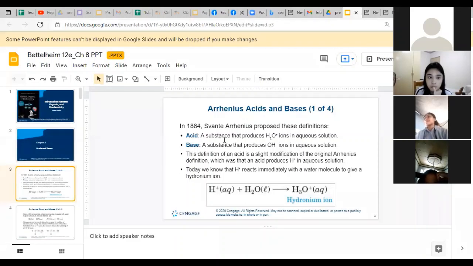Okay, so the simple definition or the first definition of an acid or a base is a substance that produces H3O plus ions in aqueous solution. So this is the Arrhenius definition of an acid. And if it is a base, then it is a substance that produces OH minus ions in aqueous solution. Okay, so in this definition of acids and bases, we need water as the solvent because otherwise the definition won't work.